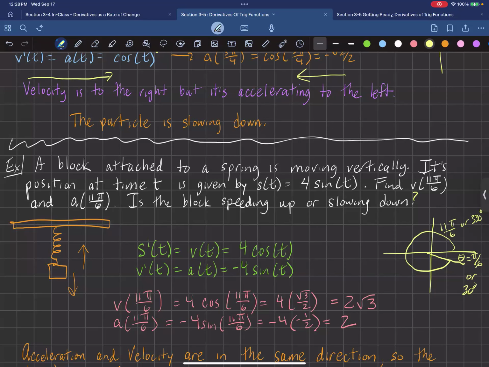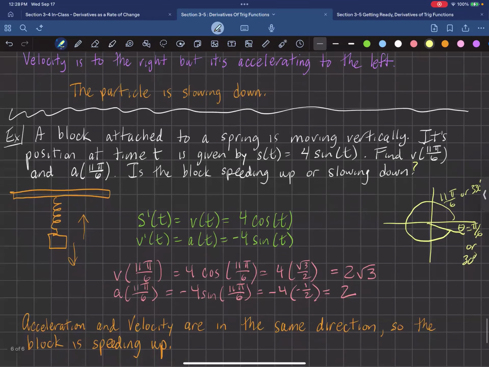Sine of 11 pi over 6, this is below the x-axis, and sine is negative down here. So sine of 11 pi over 6 is like the sine of pi over 6, but negative. So that's -1/2, and we're multiplying it by -4, we get a 2. The velocity and acceleration are both positive, which means they're both going in the same direction. The block is actually speeding up at this point.